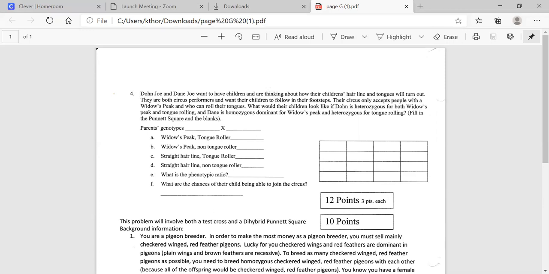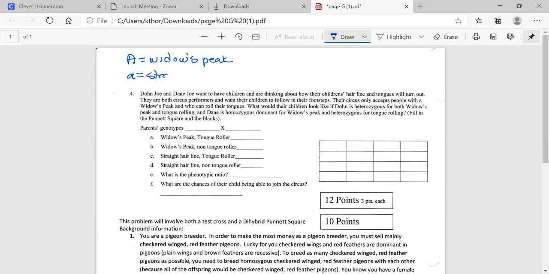looks like widow's peak is dominant. So we'll say a dominant A is widow's peak. Recessive a is a straight hairline. And for B, let's see. If you can roll your tongue, that's dominant. If you cannot roll your tongue, that's recessive. Pretty sure that's how it's going to be.